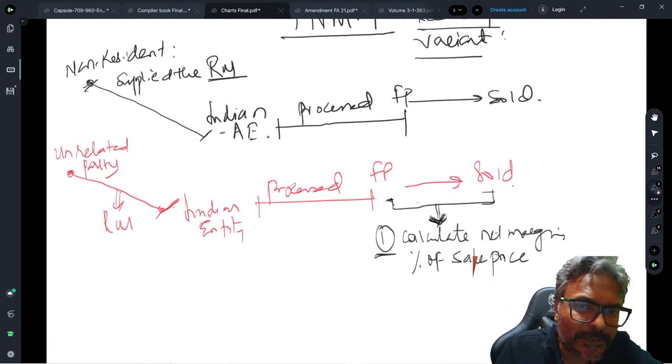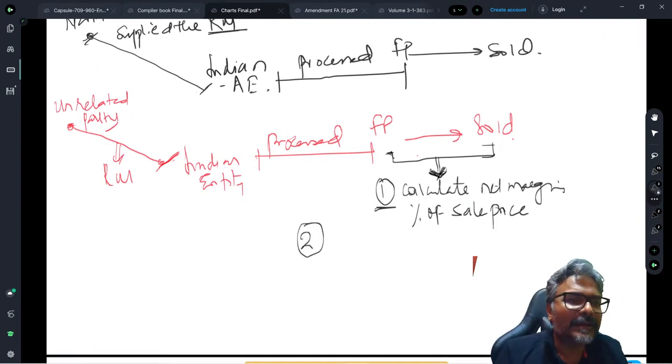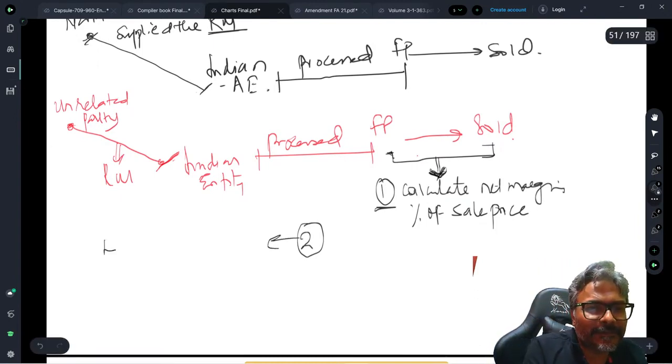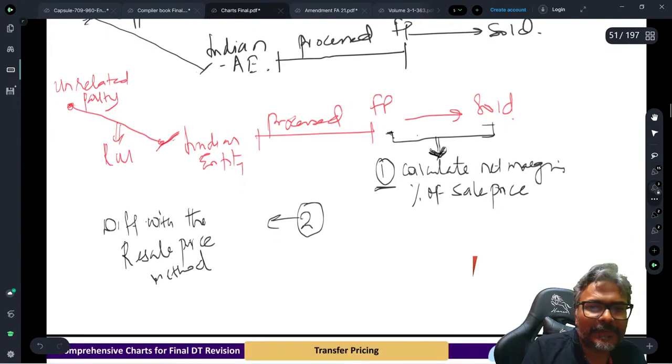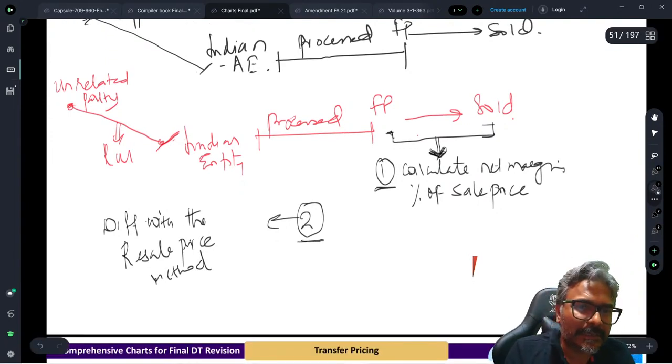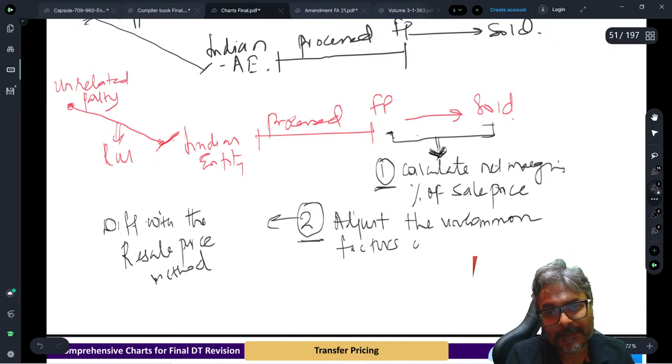So here now, this is what it is. Now, step number two, students, be careful. This is where the difference is with the resale price method. And what is the difference? The difference is this, point number two: adjust the uncommon factor of the two transactions.